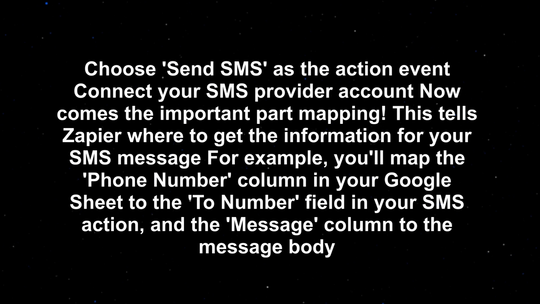Now comes the important part, mapping. This tells Zapier where to get the information for your SMS message. For example, you'll map the phone number column in your Google Sheet to the To Number field in your SMS action, and the message column to the message body.